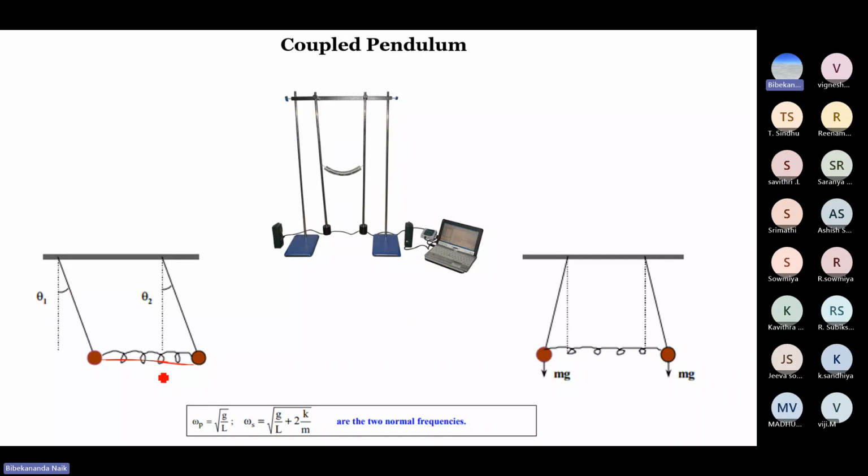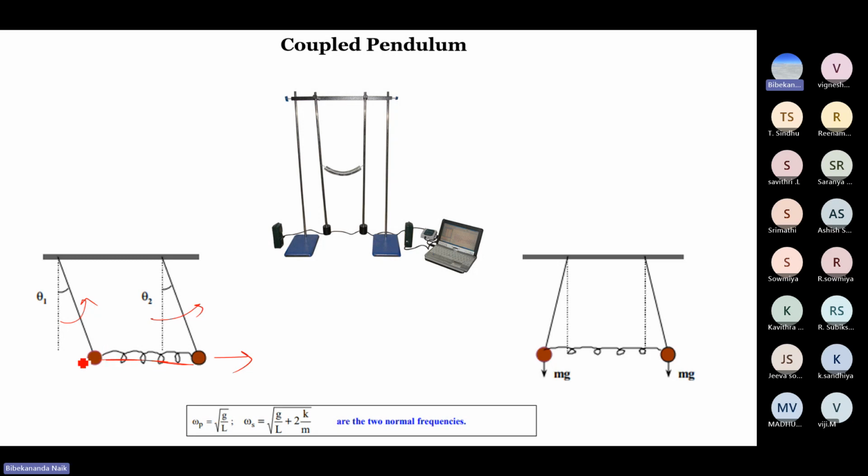Since we have coupled it by means of the spring, we'll have two types of vibrations or oscillations, and corresponding to each oscillation there is a frequency of oscillation. So these are the two types of oscillations. In one, both pendulums are shifted in the same direction: theta 1 is in this direction, theta 2 is also in the same direction. Both displacements occur along the same direction, and this is called one normal mode of frequency.